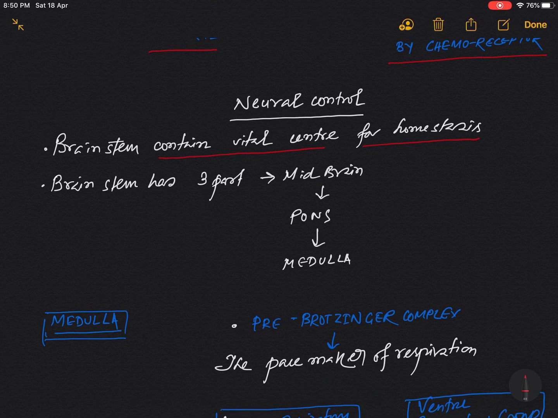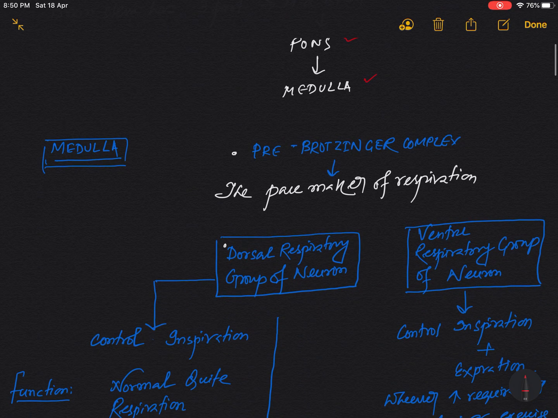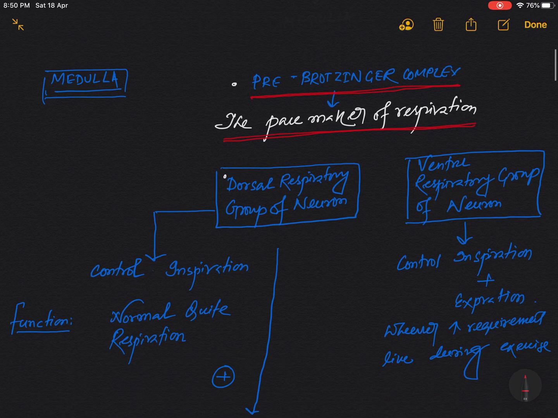The brainstem has parts, we know, that is midbrain, pons and medulla. In the medulla there is a neural area that is called the pre-Botzinger complex. This is the pacemaker of respiration. It means it causes automatic control of respiration.